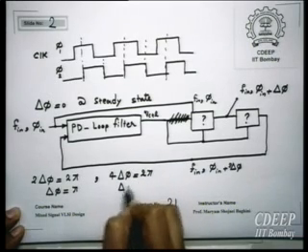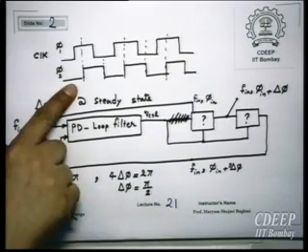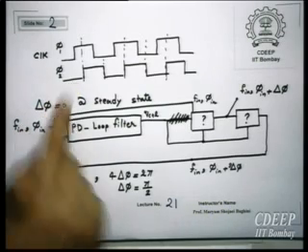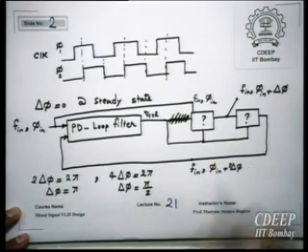Now delta phi will be pi upon 2. Then I can get something like this example. So according to the number of phases I need, I can put these phase shifters. And what are these phase shifters?